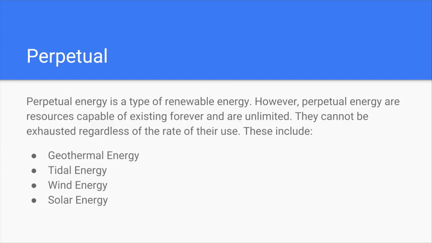Using perpetual resources requires investments, and the rate of return on those investments is a key factor. Another factor that influences the investment in the use of perpetual resources is the rate of return of investments in other energy resources. Examples include geothermal energy, tidal energy, wind energy, and solar energy.